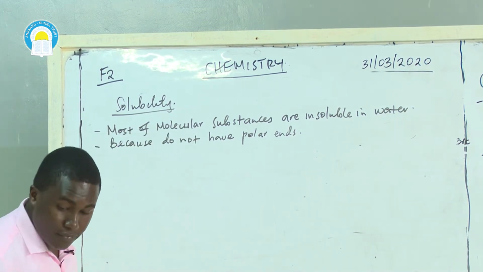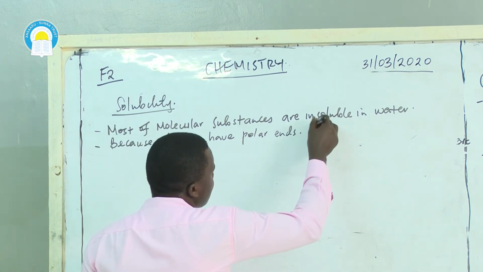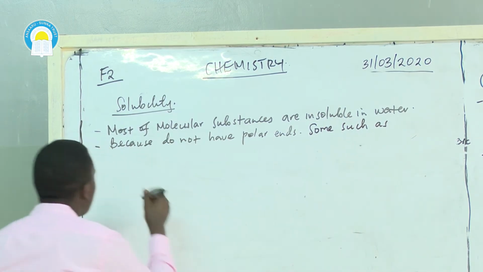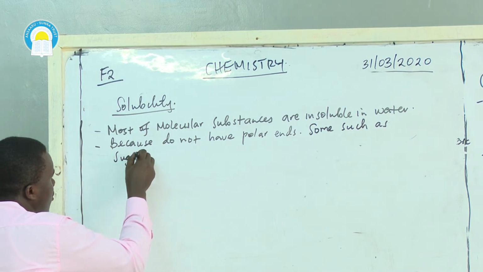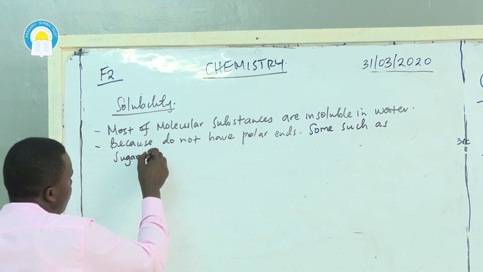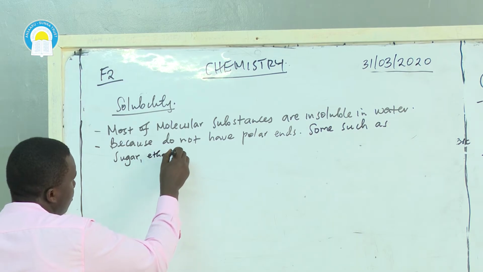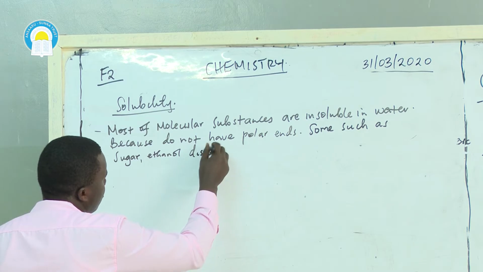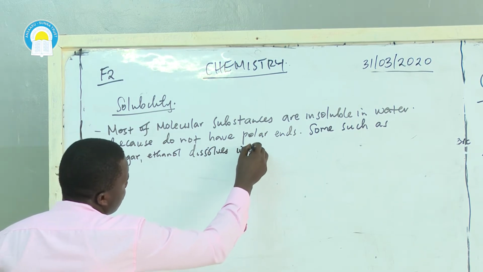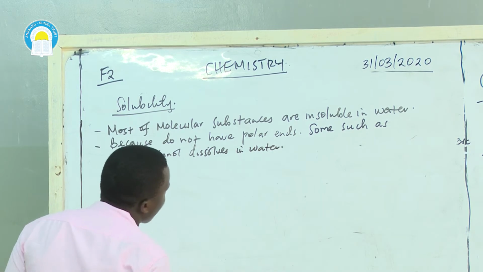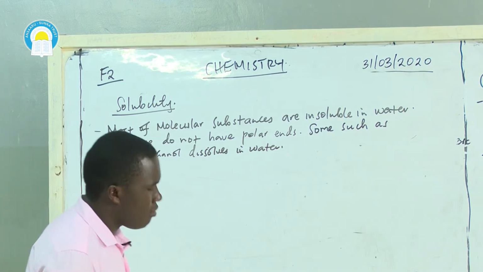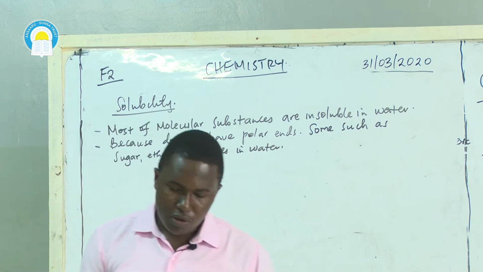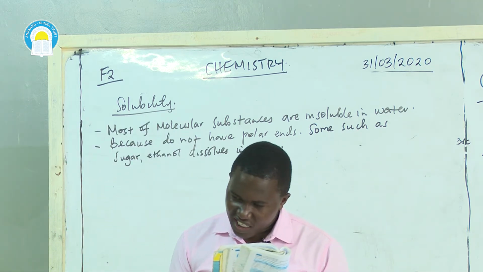But there are some, such as sugar. We also have ethanol, which can dissolve in water to form a solution. So generally, most of them are insoluble in water.